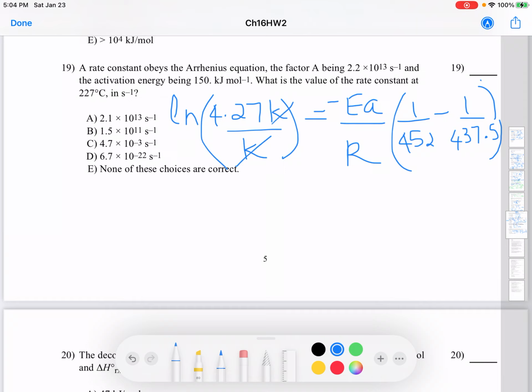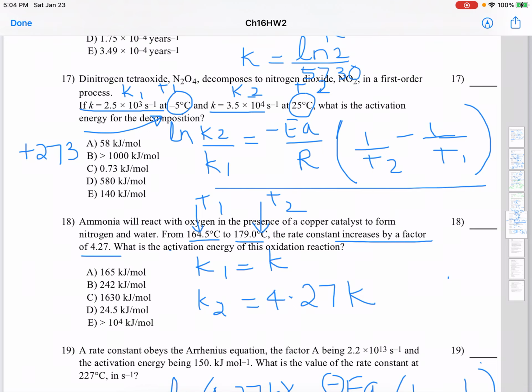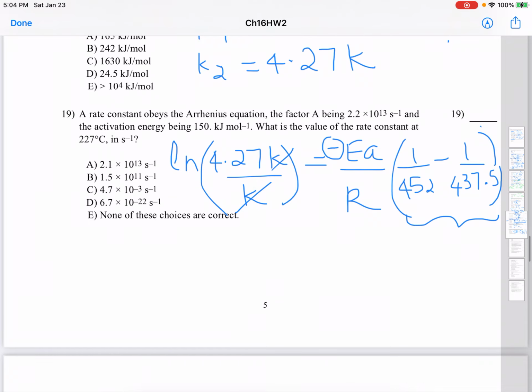So you find what is ln 4.27 and then you solve for this part, 1 over 452 minus 1 over 437.5. That would give you a negative value. So that negative and the negative right here will get cancelled. R is going to be 8.314. So you should be able to find the answer. And again you will get a big number, a 6 digit number. And then you would divide it by 1000 to convert it into kilojoules. Okay, that's how you do number 18.